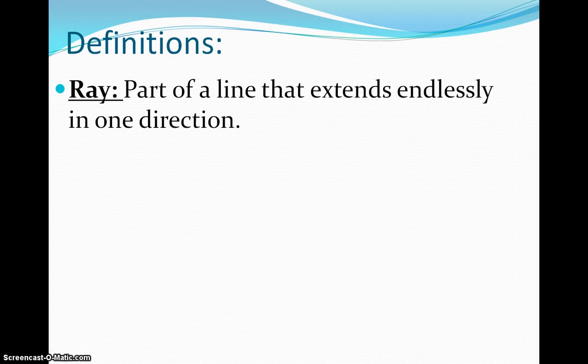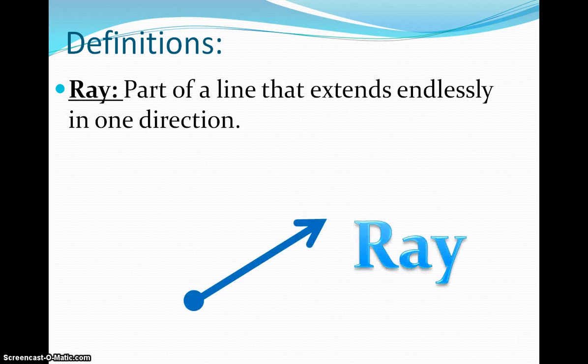Start off with some definitions. A ray is a part of a line that extends endlessly in one direction. Okay, so a ray pretty much just looks like this, where it starts off at a specific point here and then goes off in a certain direction, basically infinitely goes in that direction.